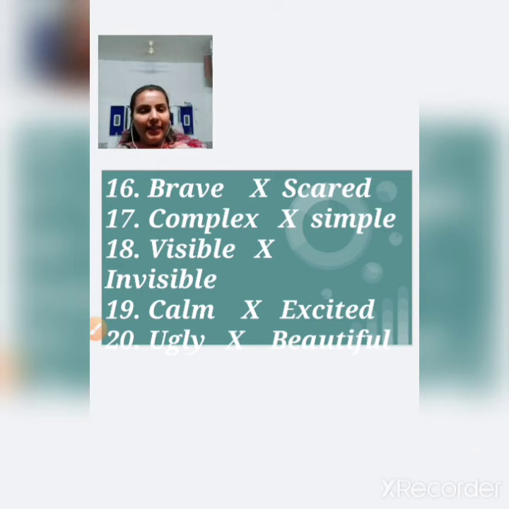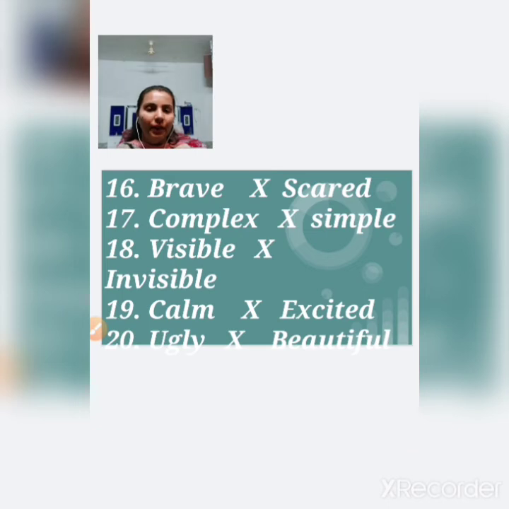E-X-C-I-T-E-D, excited. Next is U-G-L-Y, ugly. And the opposite is B-E-A-U-T-I-F-U-L, beautiful. Repeat once again. B-R-A-V-E, brave. And the opposite is S-C-A-R-E-D, scared. Next is C-O-M-P-L-E-X, complex. And S-I-M-P-L-E, simple.